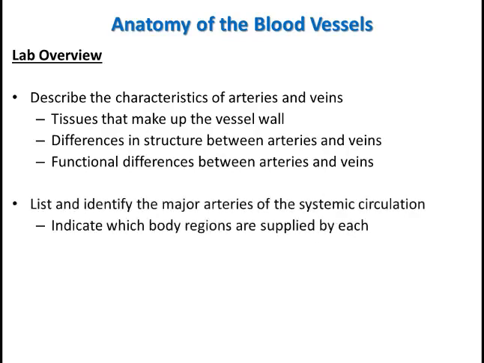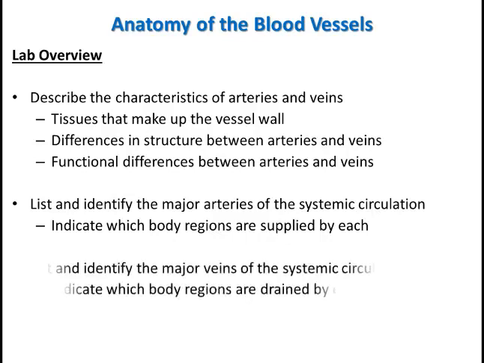Following that, we'll list and identify the major arteries of the systemic circulation and indicate which regions of the body are supplied by each. So leaving the heart, how do those arteries branch and how do we get from point A being the heart, to point B being a specific tissue maybe, or a specific muscle? How is the blood, what is the path of blood to that point?